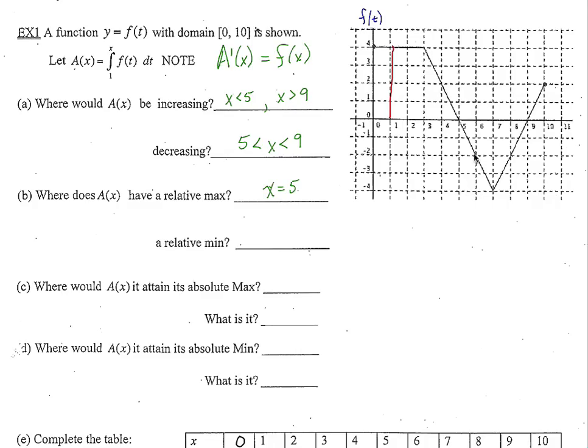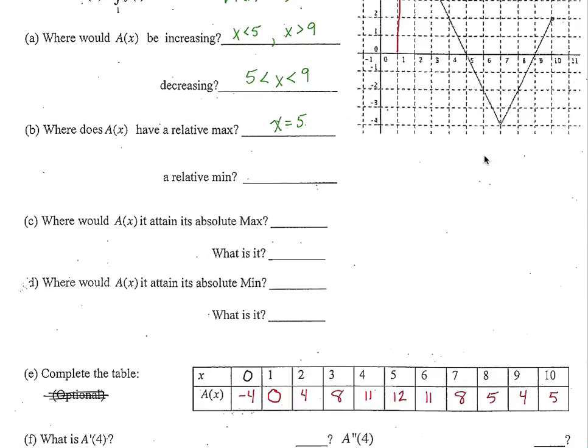A relative min is when we go from having a derivative that's negative to a derivative that's positive, and that's going to happen down over here when x is equal to 9. That's when the derivative is changing from negative values, the values that are below the x-axis, to positive derivatives, the values that are above. Right?